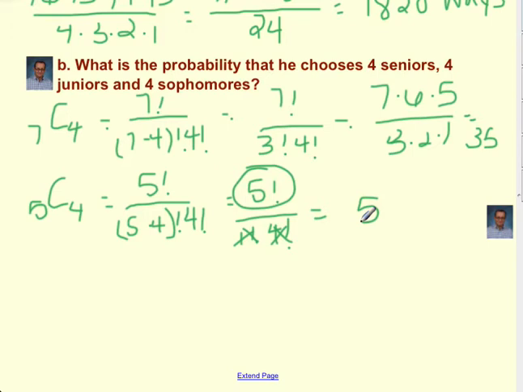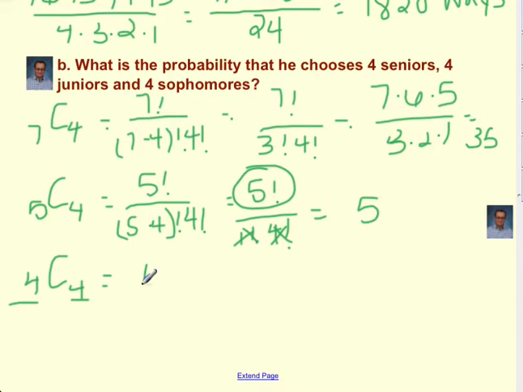Then we want to figure out the number of ways that we can get 4 sophomores. Well, guess what? There's only 4 sophomores, so we're doing 4 choose 4. And let me tell you a little trick. When you're doing combinations, if you have the same total and the same number you're picking, there's only one way you can choose. So if we have 4 students, there's only one way I can choose all 4 of them because I'm choosing all 4 of them. So that'll save you the math in the long run.